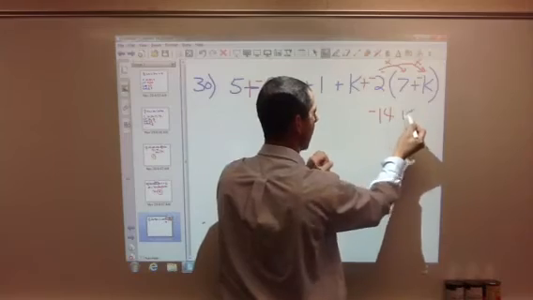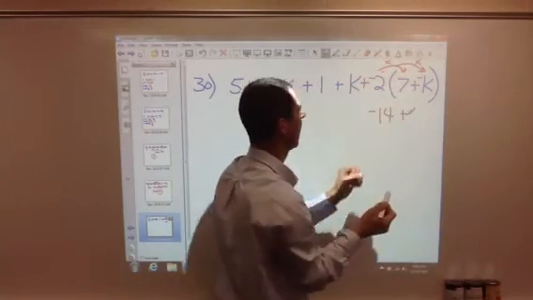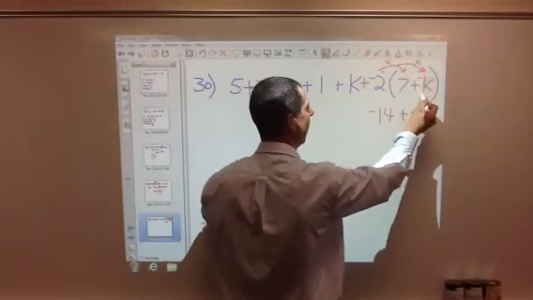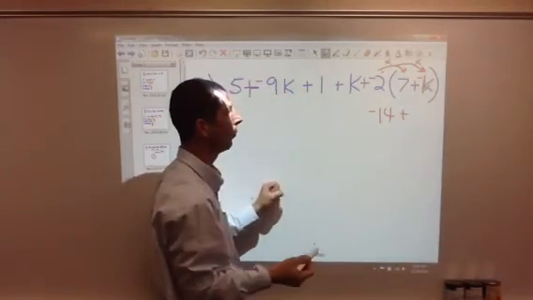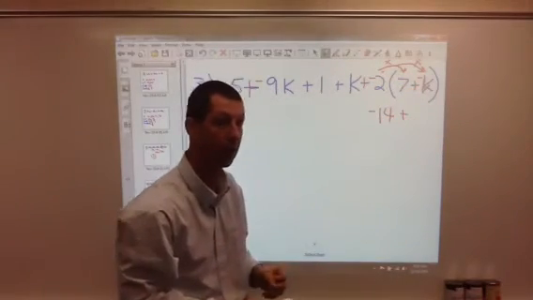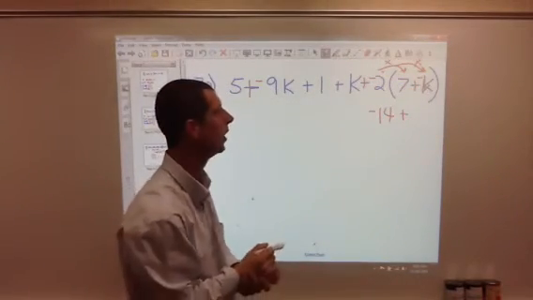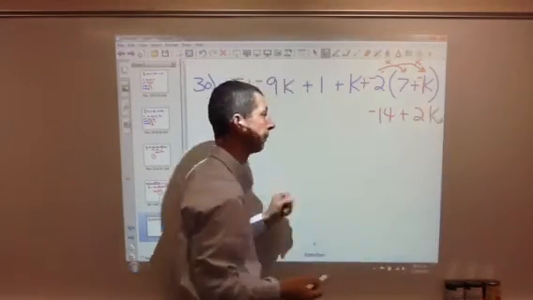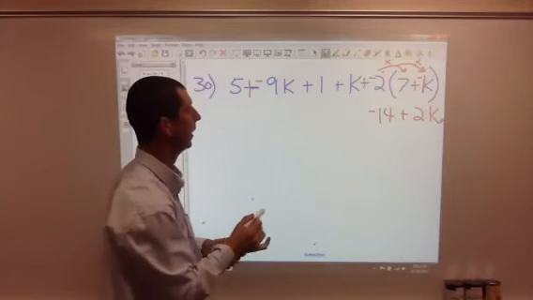Bring my addition sign down. Negative 2 times negative k. Well, that negative k is like negative 1k. So if you want to put a 1 in there to help you, that's certainly appropriate. Negative 2 times negative 1, and a negative times a negative is a positive. So that actually comes out to positive 2k. So certainly tricky with that.